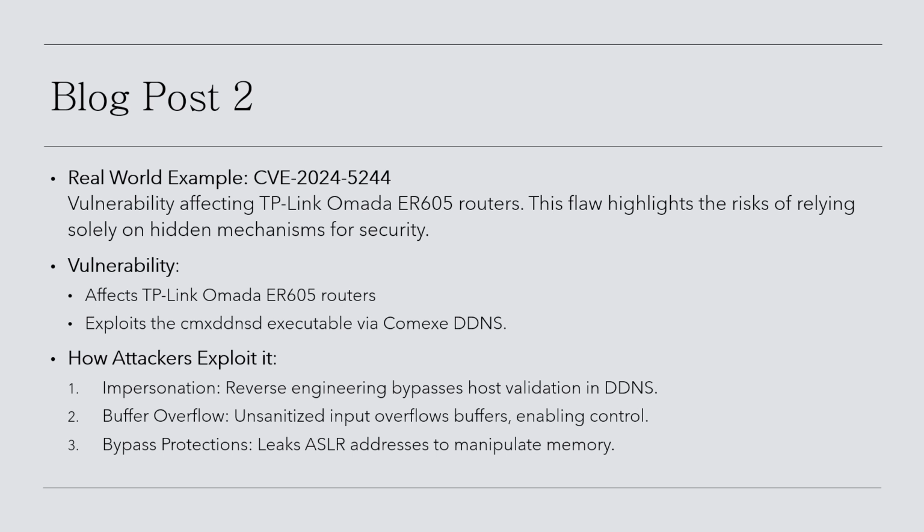Here in blog post 2, we're looking at CVE-2024-5244, a real-world example that highlights the risks of relying on security through obscurity. This vulnerability affects TP-Link Omada ER605 routers, which are business-grade routers used to manage network traffic. The flaw lies in the CMX DDNSD executable, part of the COMEX DDNS service, which allows remote access to a network by linking a domain name to a changing IP address.